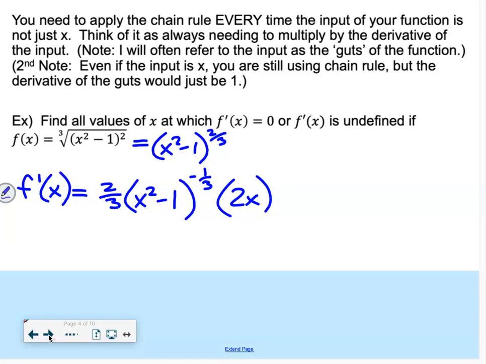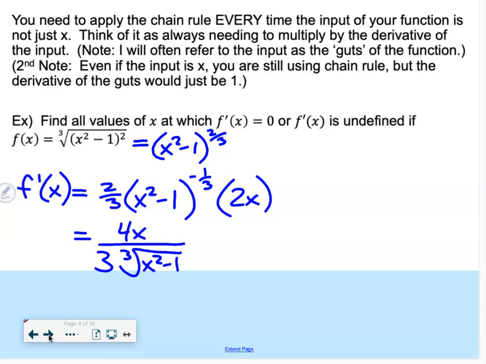All right, so now if we clean this up a little bit, on top we have a 2 and a 2x, so we get a 4x. On the bottom we have 3 times the cube root of x squared minus 1. We need to find where f prime equals 0 and where f prime is undefined. Learn this, make sure you hear this, it's important. A derivative is 0 whenever the numerator is 0. Any fraction is 0 when the top is 0. And a fraction is undefined when the bottom is 0.